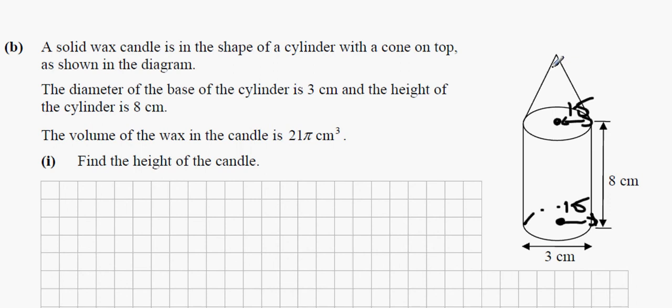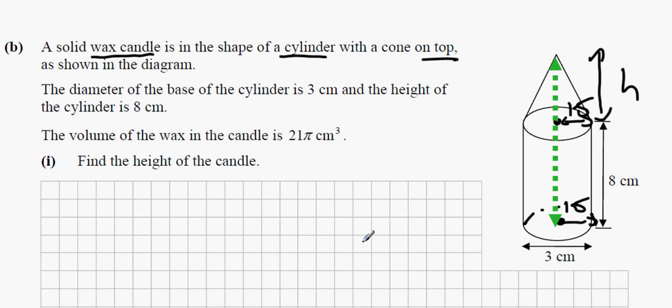So the wax candle. The full candle is the cylinder and the cone on top. What it's in effect asking me to do is find the distance from here all the way down to the base. So what we need to do is call this H. Okay, so this extra part should be called H. Find the height of the candle.